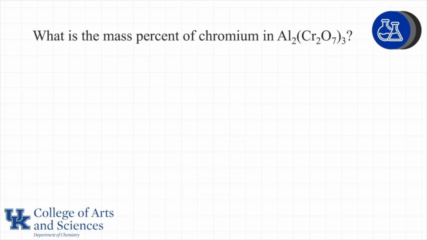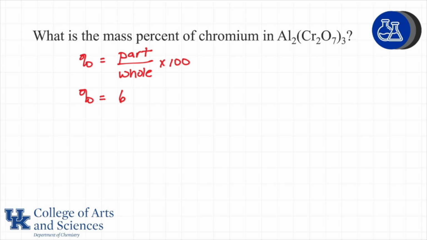Now we need to look at how we apply this to chemical compounds. What is the mass percent of chromium, which has the symbol Cr, in aluminum dichromate? The first thing we're going to do is write down our formula for percent, part over a whole times 100. In this case, we're looking for the percentage. We have to get the values for part and whole. Even though they're not explicitly given in the problem, we can actually find out what those values are.